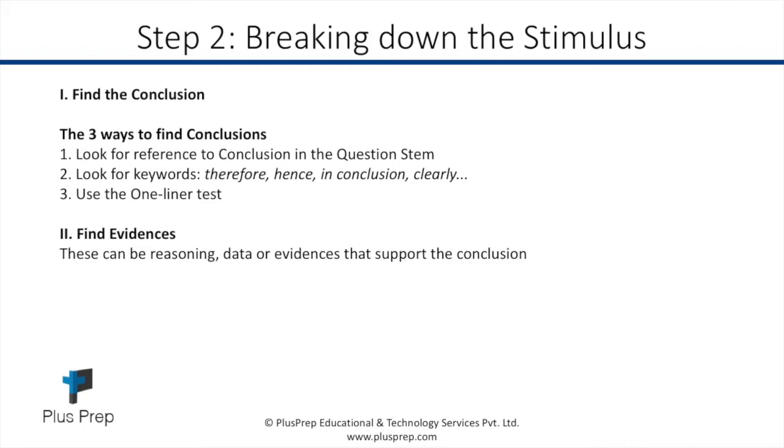Because remember, the conclusion is the point of the argument, it is the reason the argument exists, and it's essentially the point that the author is trying to make. So if you're able to find that, you'll realize that that is, in a sense, the conclusion of the argument.